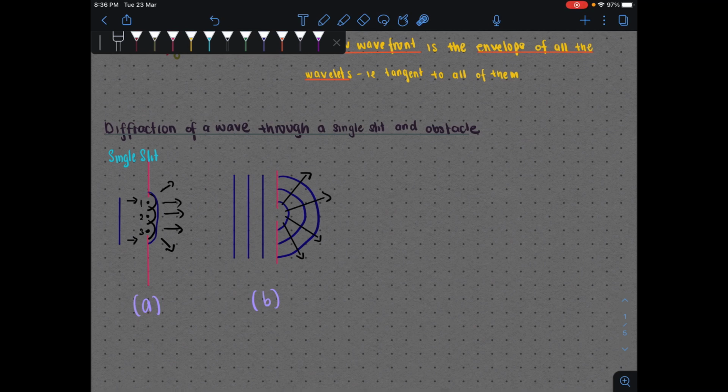Huygens Principle suggests that in conforming to the curved shape of the wavelets near the edge, the new wavefront bends or diffracts around the edges. This applies to all kinds of waves including light.